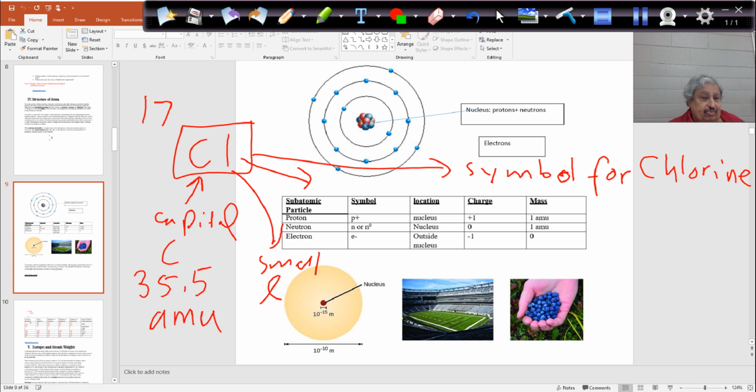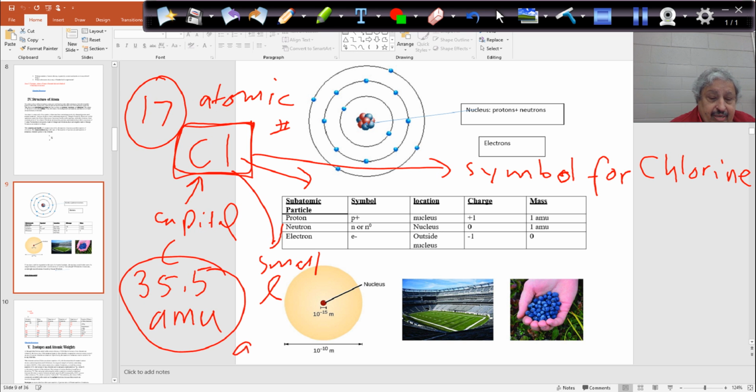This is how we recognize an element: with a symbol of 1 or 2 alphabets. The first alphabet has to be capital. The small number at the top, in your periodic table, in the book might be different, is the atomic number, and this is the atomic mass.